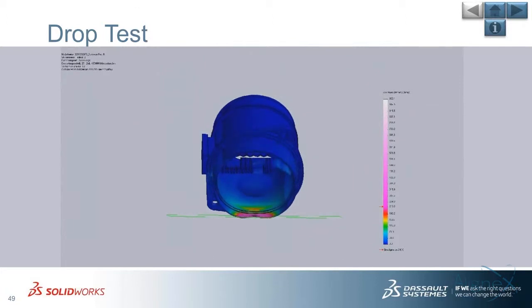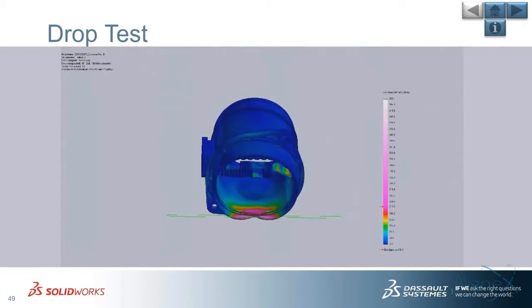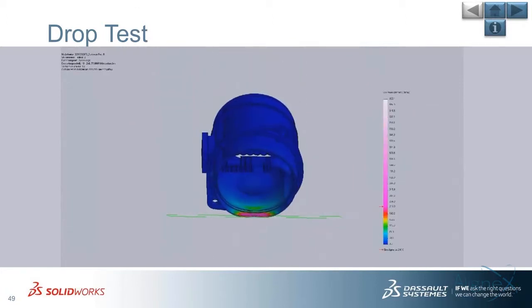Now we can do collisions between bodies with the full nonlinear dynamic solver available in Simulation Premium. So with Simulation Professional, you get this capability to do this simplified drop test.